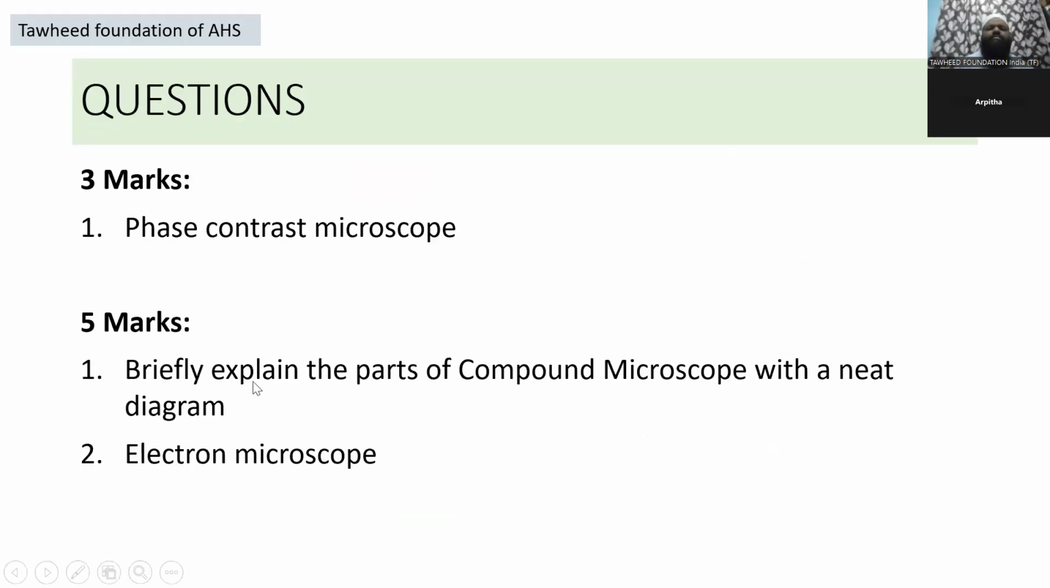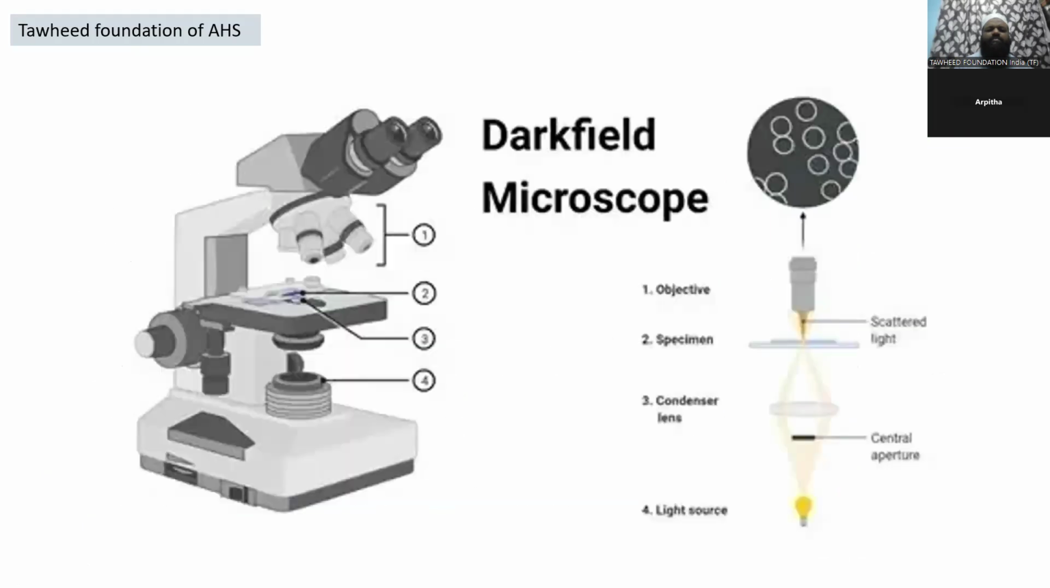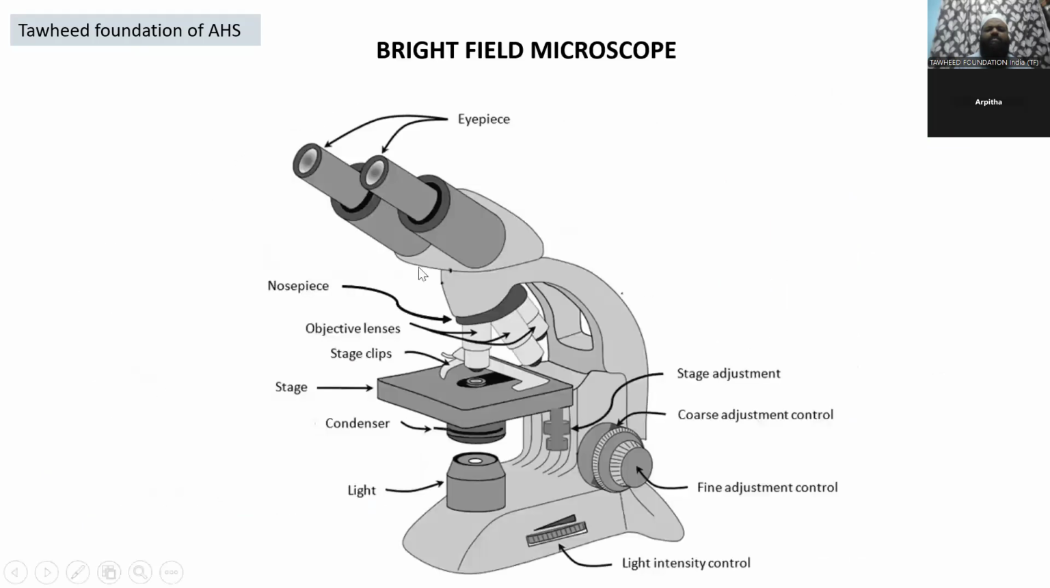Then 5 marks questions include: briefly explain the parts of compound microscope with neat diagram. Explain the parts of microscope with a neat diagram, with all the labeling parts: stage adjustment, eyepiece, nosepiece, objective lenses, stage, condenser, light.